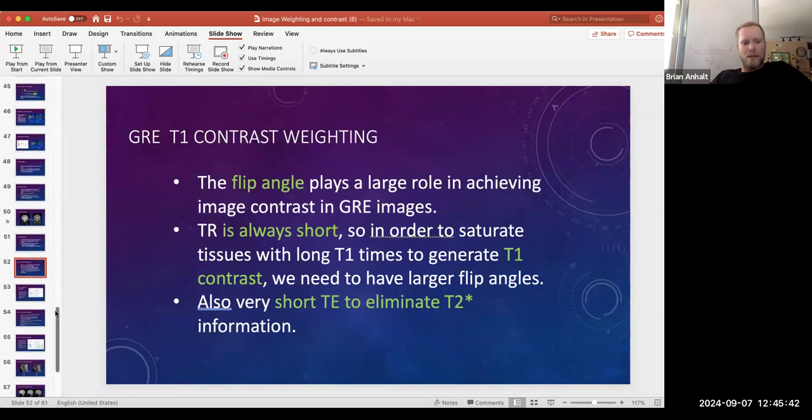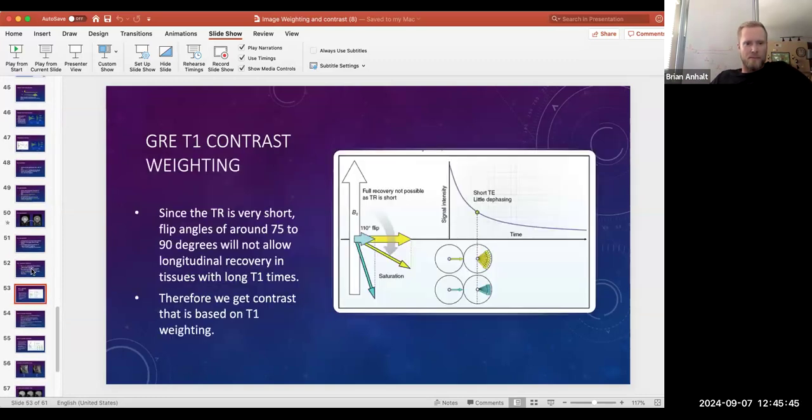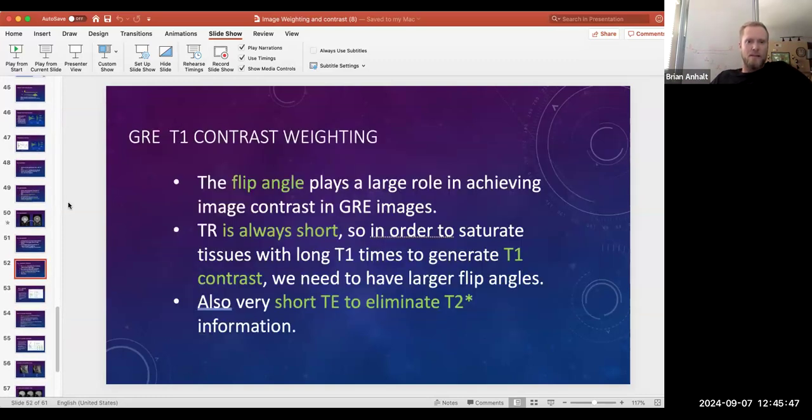So how does this work? Remember, for now, think about gradient echoes as always having a short TR. So write that down. Gradient echoes always have a short TR. That was the whole point of them, right? Short TR and short TE. So why would we have a long TR? We don't. We have a short TR consistently.